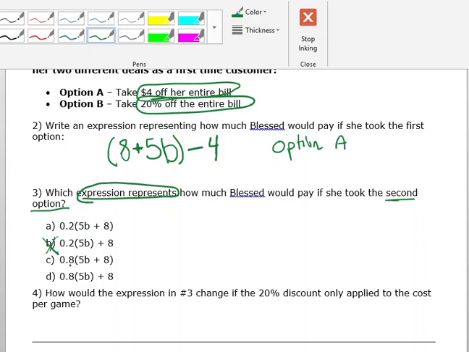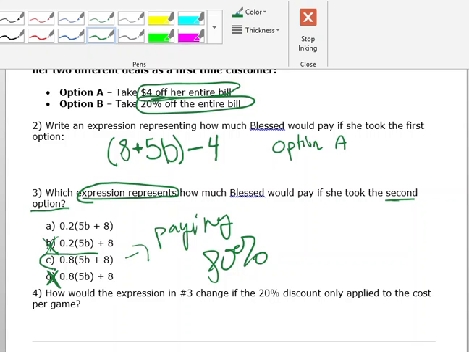Now I have 0.8 times 5b plus 8, and this looks a little closer because I know that I'm paying 80% of the price with 20% off. And then down here I have 0.8 times 5b plus 8. And again, this one isn't going to help me with my total cost, okay? So my answer here is C.